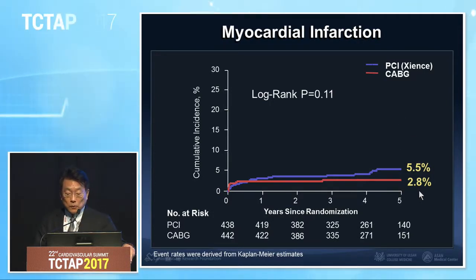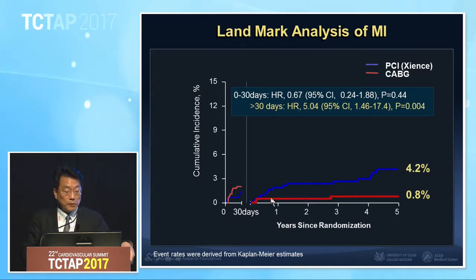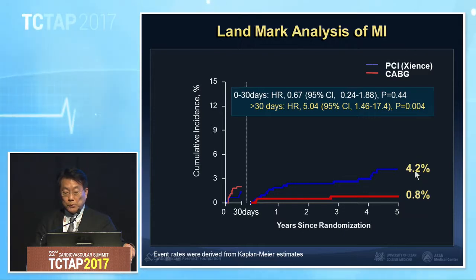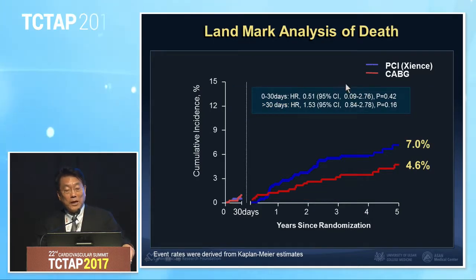Myocardial infarction, 2.8% versus 5.5% in PCI, is almost 2 times higher. And so we did landmark analysis. At 30 days, periprocedural myocardial infarction is clearly higher in the bypass surgery group. However, in the 5 years follow-up period, 0.8% myocardial infarction in bypass surgery versus 4.2%, almost 4 times higher, statistically significantly higher in the group of the PCI with the Xience.